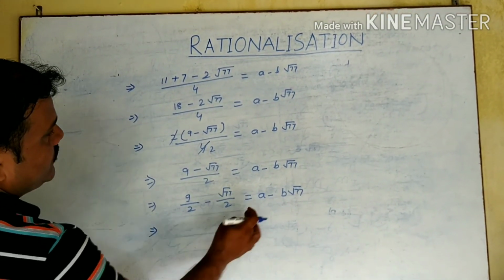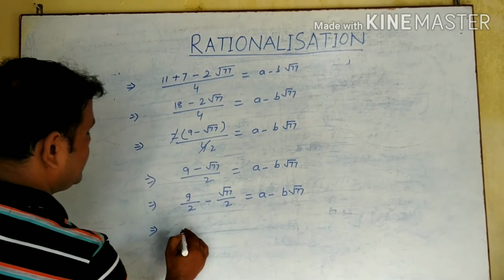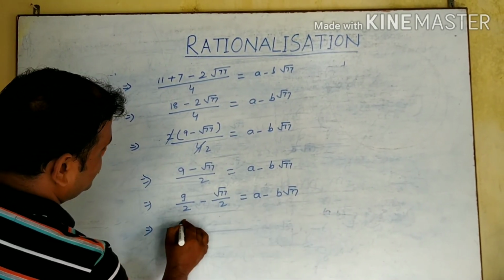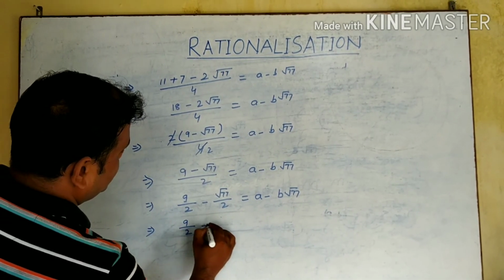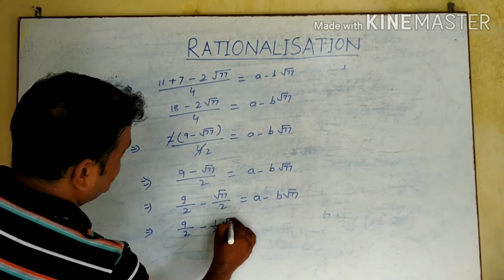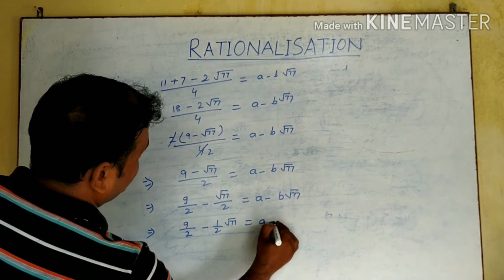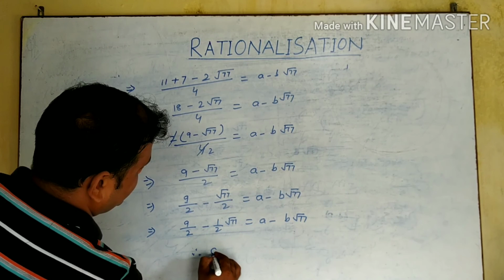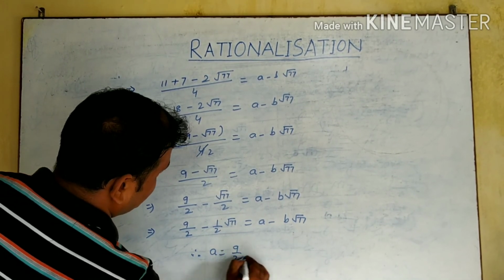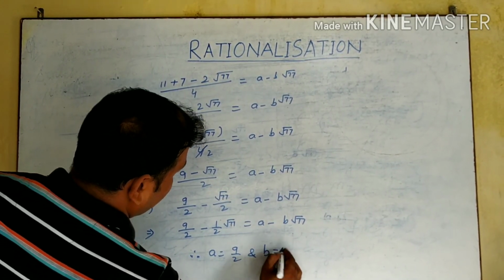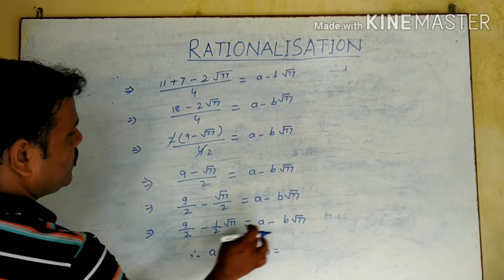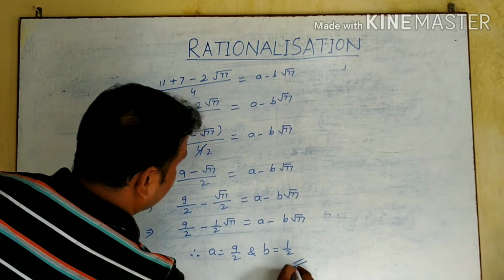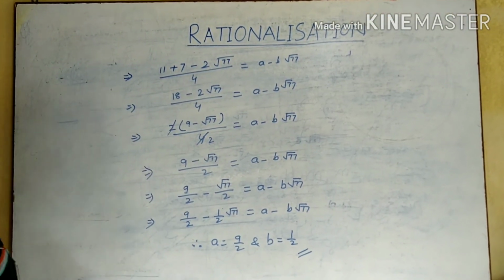Now see, what is in place of a? It is 9 by 2. And here, for b, you write 1 by 2 under root 77 equal to a minus b under root 77. Therefore, you can write a equal to 9 by 2 and b, see the sign, both have the same one, so in place of b you will write 1 by 2. Like this, you have to solve such types of questions. Okay.